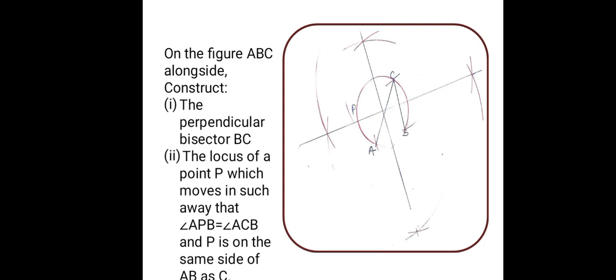On the figure ABC alongside, construct 1. The perpendicular bisector of BC. 2. The locus of a point P which moves in such a way that angle APB is equal to angle ACB and P is on the same side of AB as C.